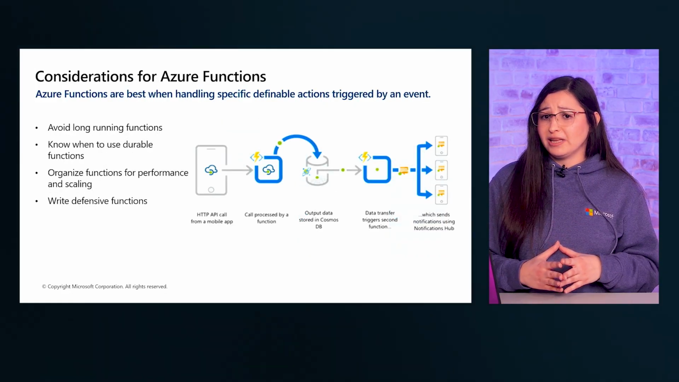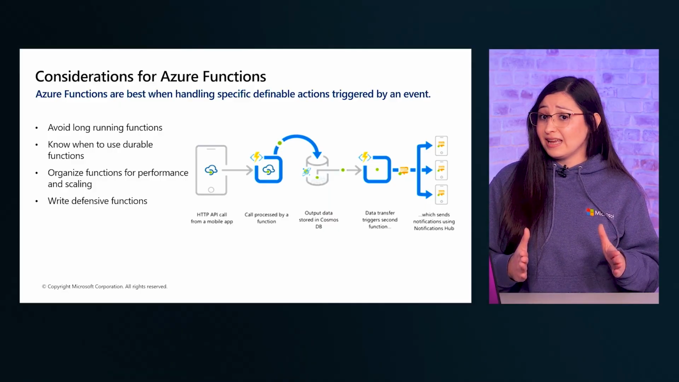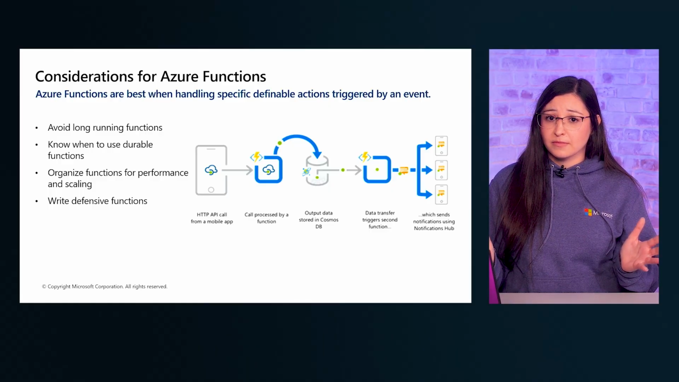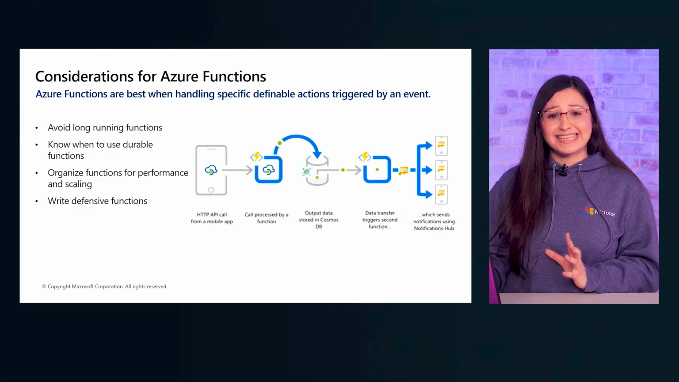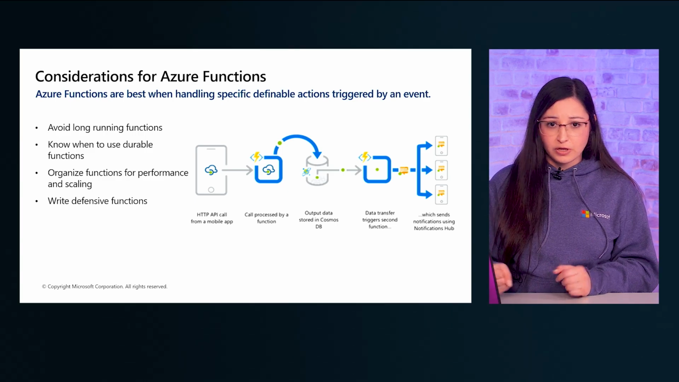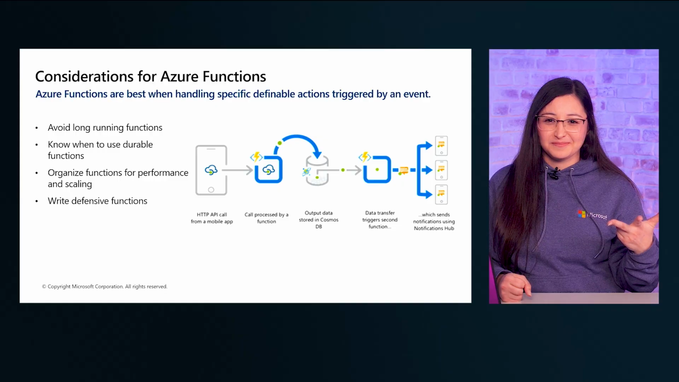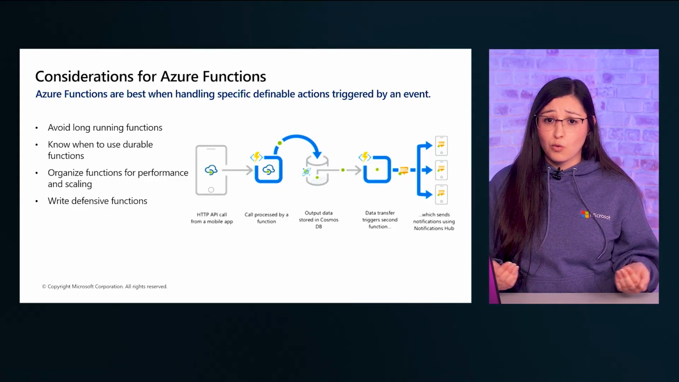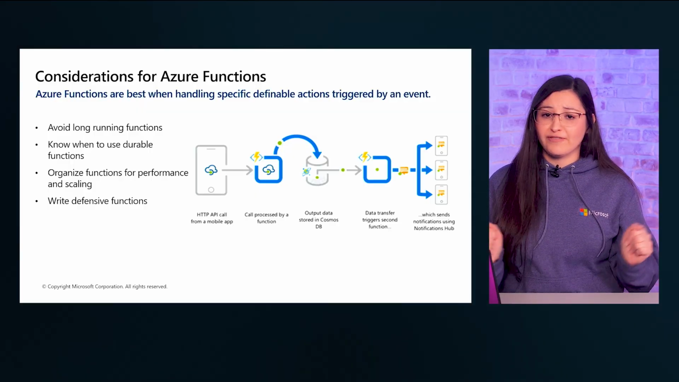To ensure reliability and efficiency, avoid long-running functions unless you're using Durable Functions for orchestration. It is best to organize the functions for performance and scaling, and strengthen your code by writing defensive code, retries, error handling, and good monitoring. If the function runs on every event, one bad error path can create a storm. Defensive coding prevents that.